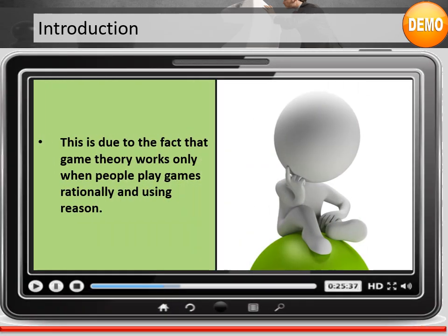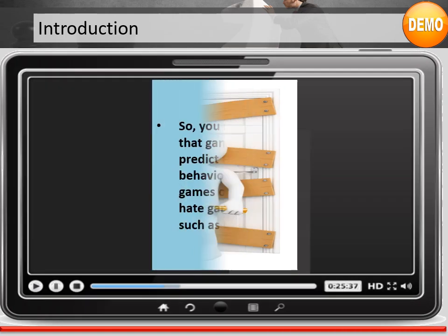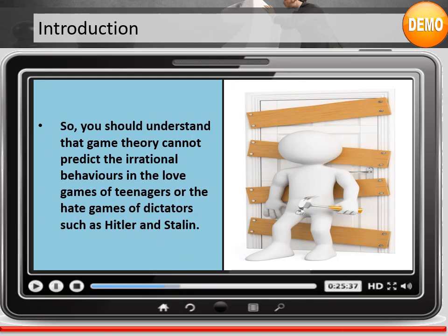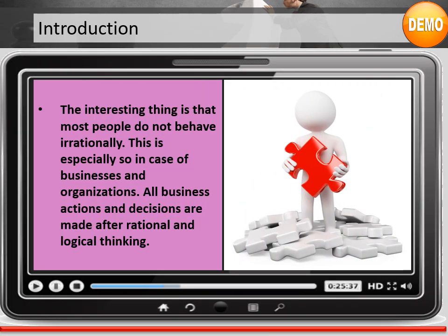This is due to the fact that game theory works only when people play games rationally and using reason. So, you should understand that game theory cannot predict the irrational behaviors in the love games of teenagers or the hate games of dictators such as Hitler and Stalin. The interesting thing is that most people do not behave irrationally. This is especially so in the case of businesses and organizations. All business actions and decisions are made after rational and logical thinking.